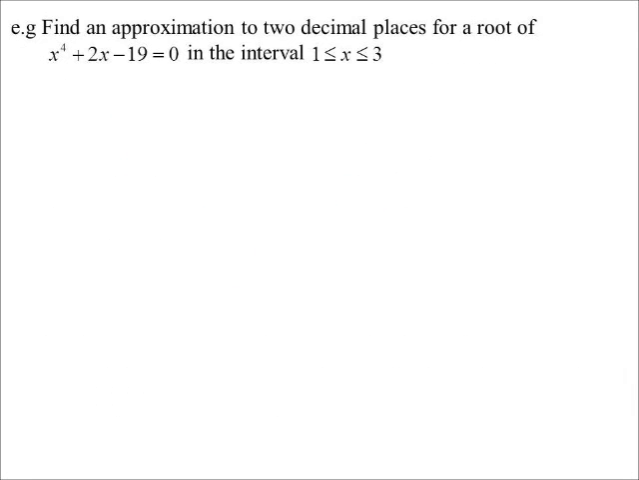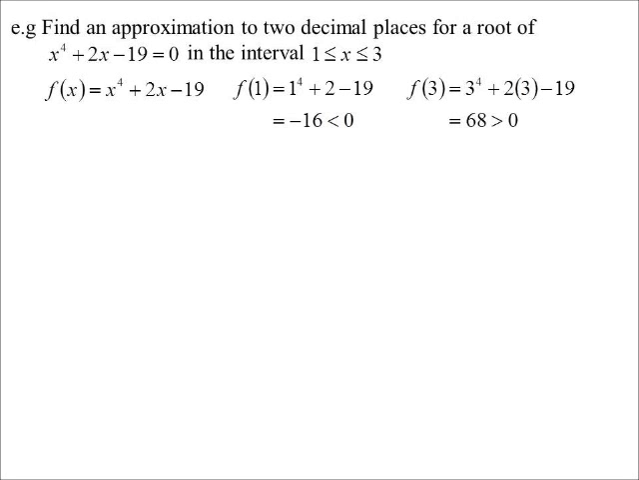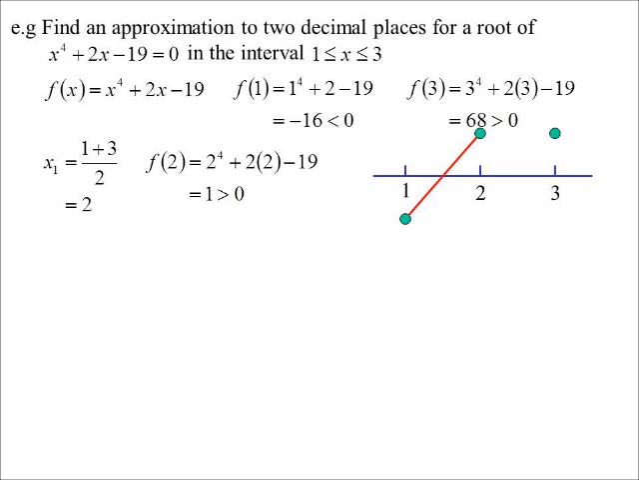So let's use this as an example. x to the power of 4 plus 2x minus 19 equals 0. And we know that there is a solution between 1 and 3, because f(1) turns out to be negative, f(3) turns out to be positive. It is a polynomial, so we know it's continuous. So the solution is in there somewhere, but where? So we'll average them out. The average of 1 and 3 is 2.